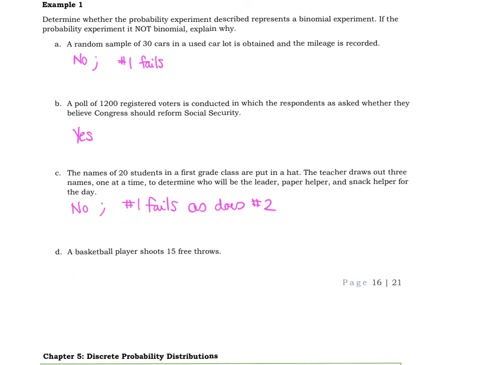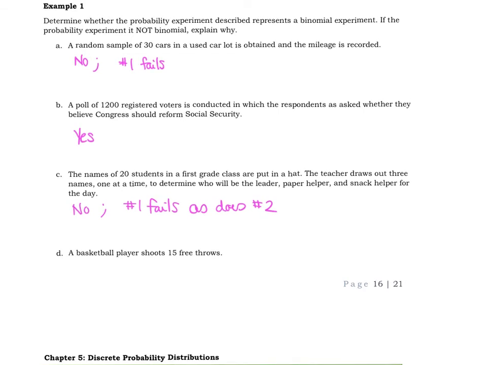And for D, a basketball player shoots 15 free throws. So binomial or not. Do we have a success and a failure? Yes. Success, he makes it. Failure, he misses. Do we have repeated independent trials? Yes, repeated. We've got 15. And independent, how you do on the first basket or first attempt has nothing to do with the second up to the 15th. Every time you shoot, you start back over again. Okay, so this one, yes, is binomial.